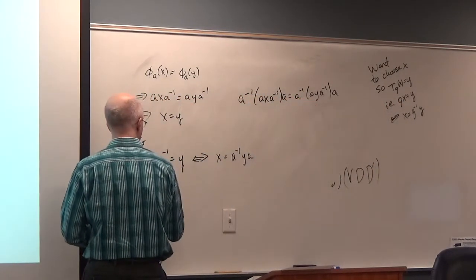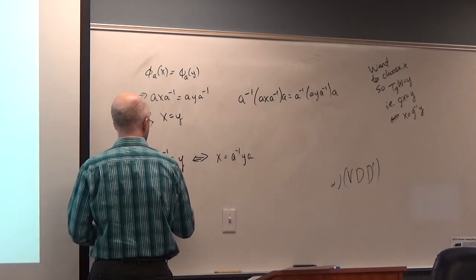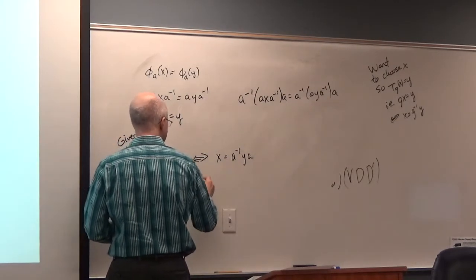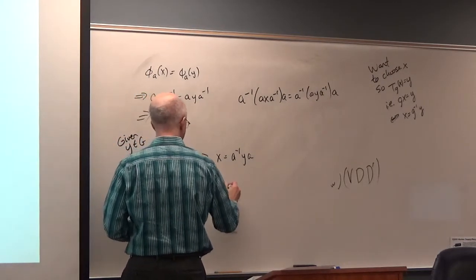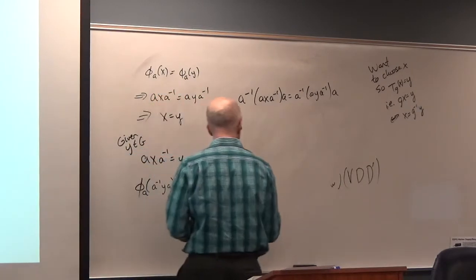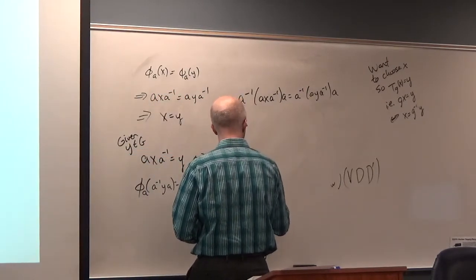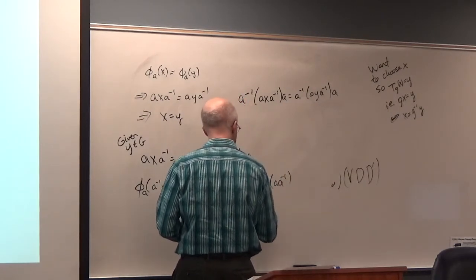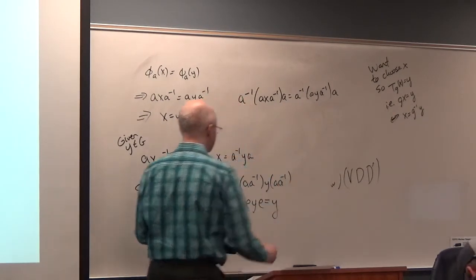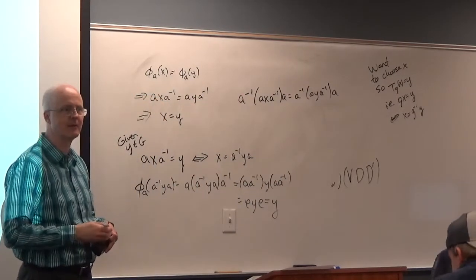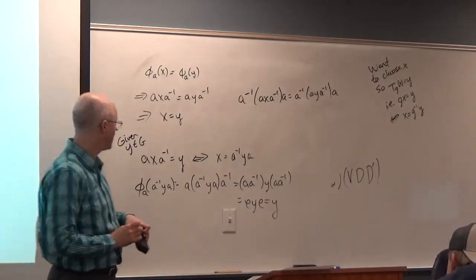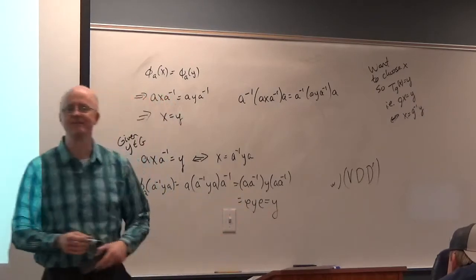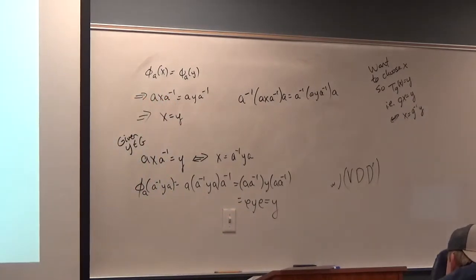Phi sub A of A inverse y A would be A times A inverse y A times A inverse, and then showing extra steps just for the fun of it. There we go. Hey, I never knew that I equals y. Okay. Sorry, bad joke.